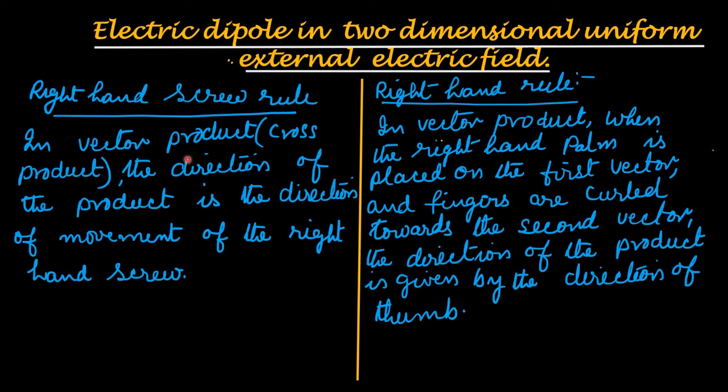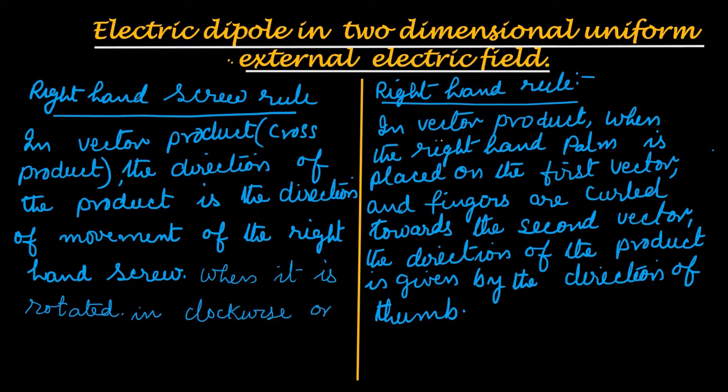The right hand screw rule states that in vector product, that is cross product, the direction of the product is in the direction of the movement of the right hand screw in the upward or downward direction when the screw is rotated in the anti-clockwise or clockwise direction respectively. Right hand rule. In vector product, when the right hand palm is placed on the first vector and fingers are curled towards the second vector, the direction of the product is given by the direction of the thumb.